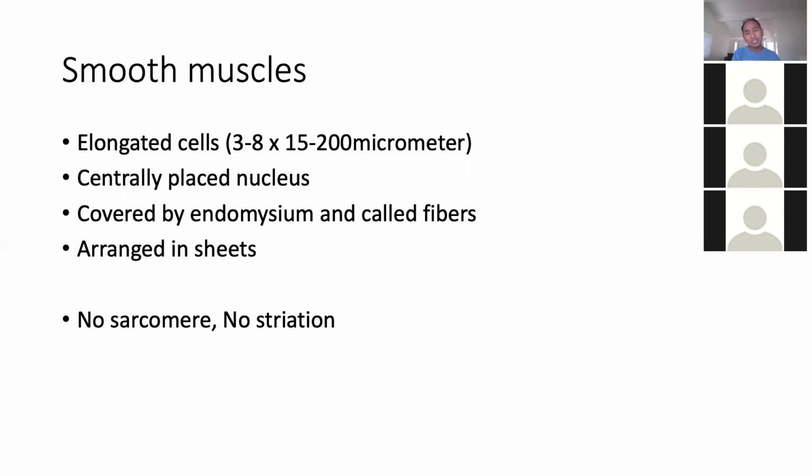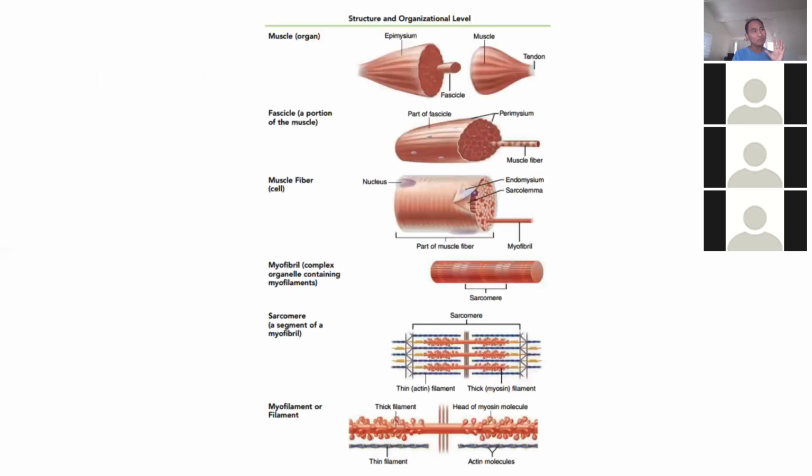And they are arranged in sheets, layer after layer. To some extent, it looks like stratified squamous epithelium. And there is no sarcomere, so no Z lines, no M line, no A band, I band, nothing like that. They do not have a sarcomere and they do not have striations. So a few little things we need to know about.